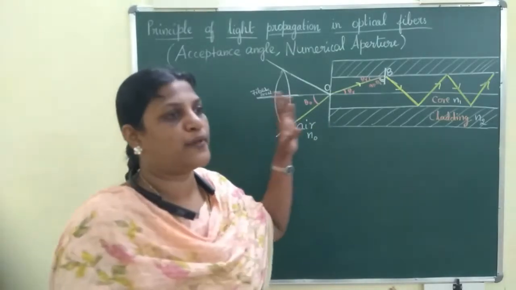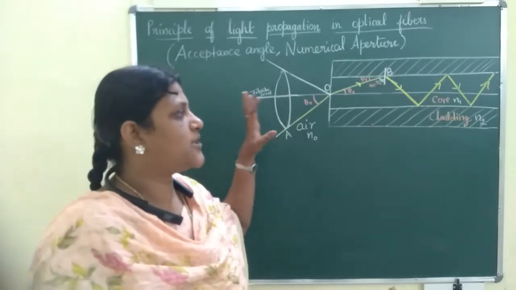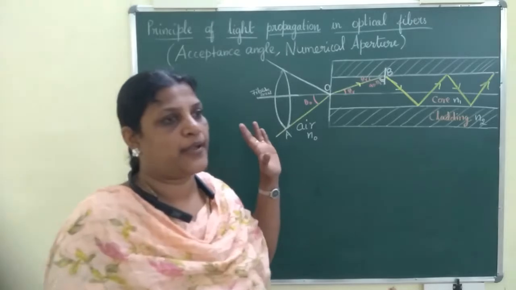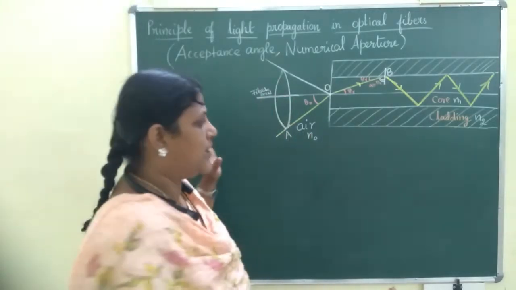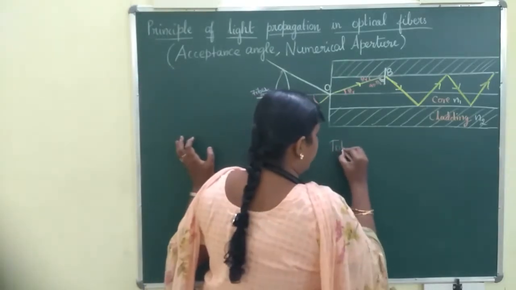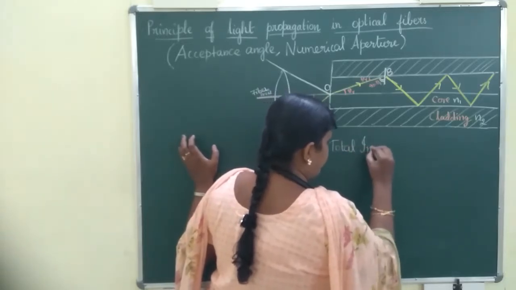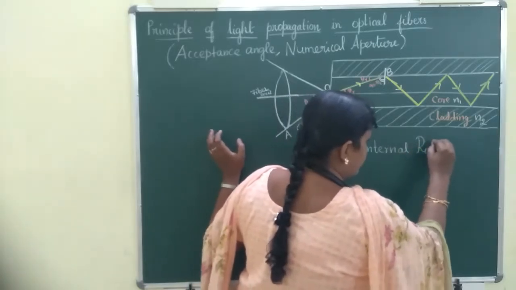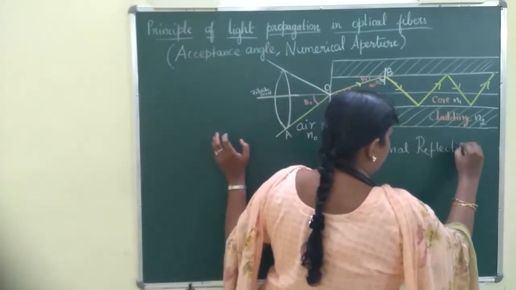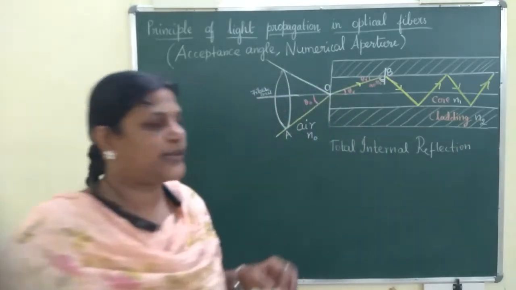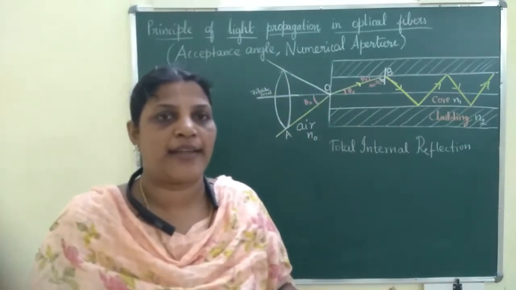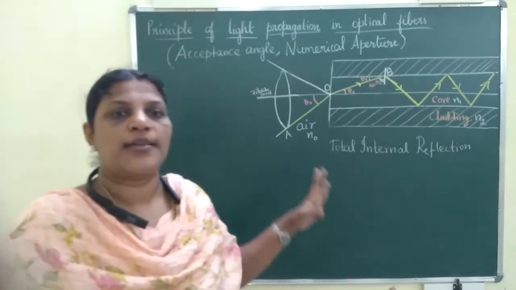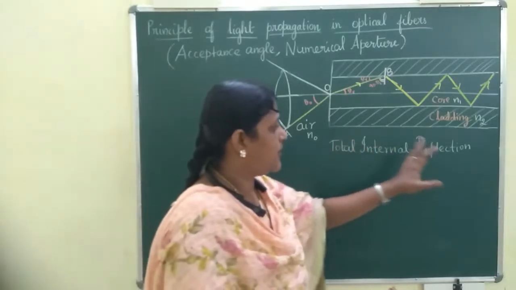So what is the principle for optical fiber? Principle present to propagate the light inside the optical fiber. Principle of propagation is called as total internal reflection. So what is total internal reflection? Confining all the light rays inside the core of the optical fiber is called as total internal reflection.